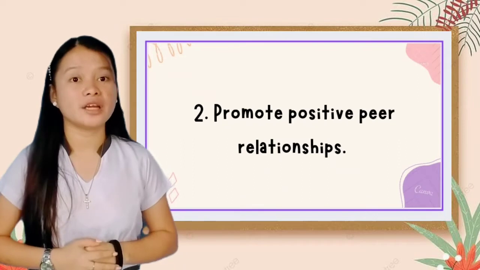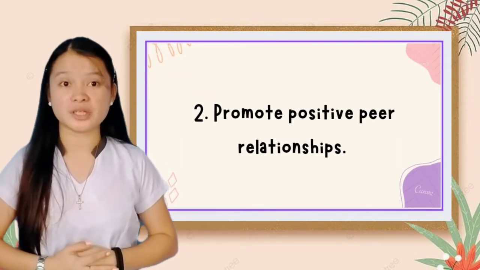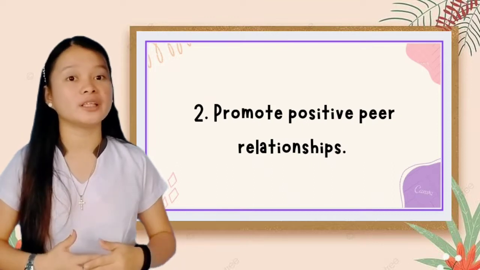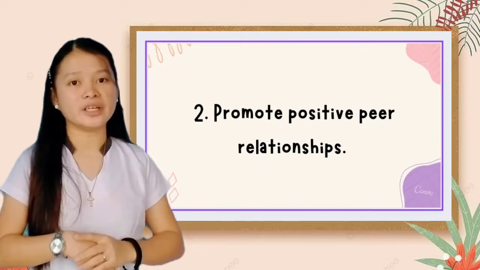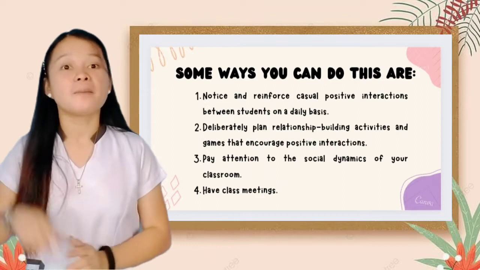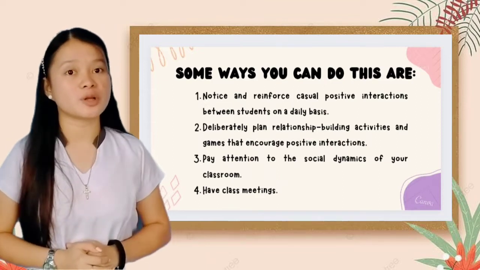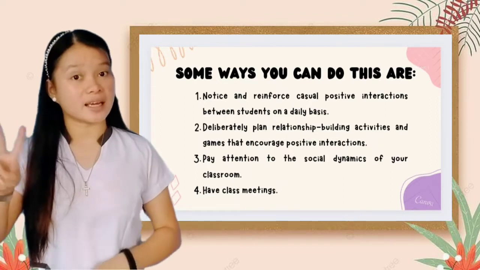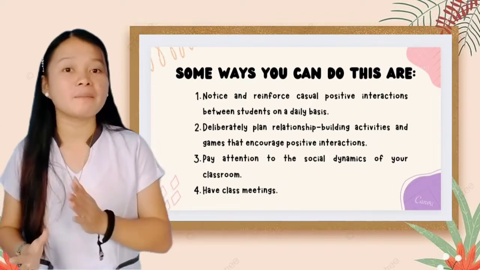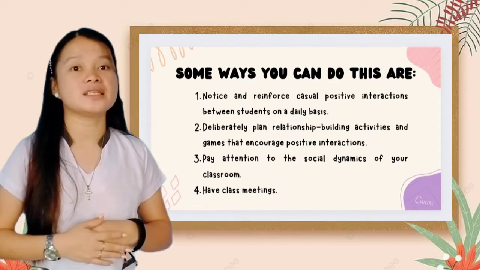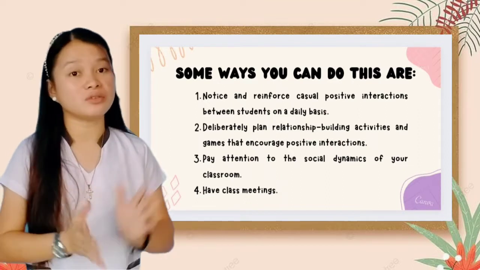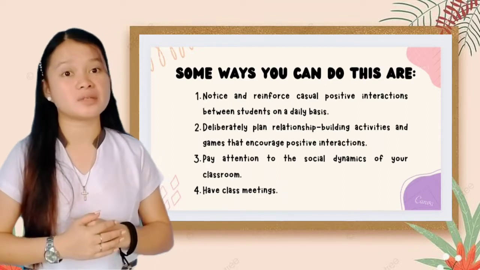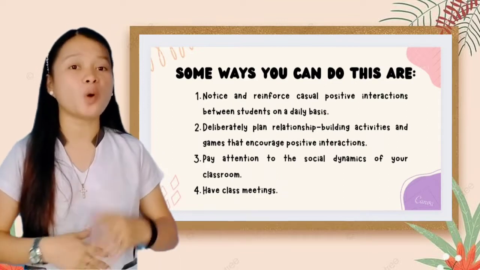Second, promote positive relationships. You want to create an environment where your students support and are kind to one another. Some ways you can do this are: first, notice and reinforce casual positive interaction between students on a daily basis. Second, deliberately plan relationship-building activities and games that encourage positive interaction. This can be long-term projects or short and simple games designed for students to get to know each other.